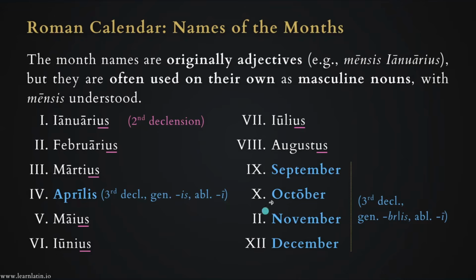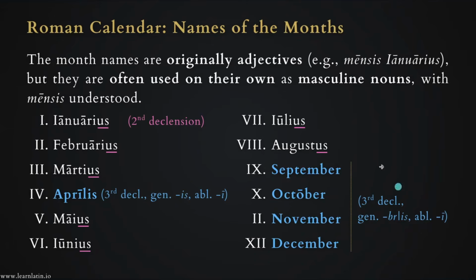So there's that. The last 4 months are the ones whose names are derived from their old position in the calendar. So remember, September from septem, October from octo, November from novem, December from decem. These are also third declension. So September, genitive, septembris. October, genitive, octobris. November, genitive, novembris. December, genitive, decembris. And also, just like Aprilis, the ablative ends in E, as you would not expect.